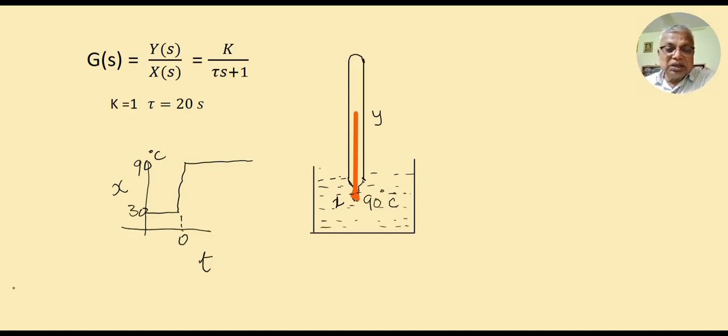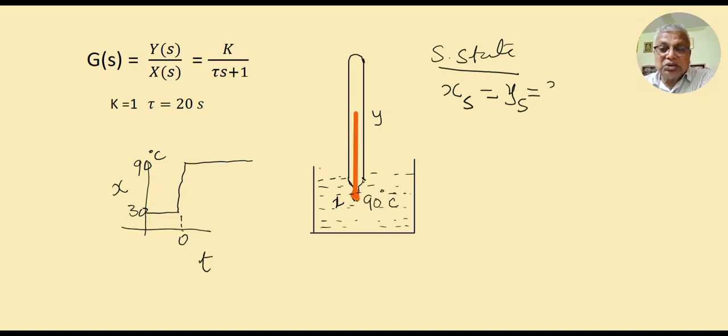So if you plot in terms of capital X, and before that, at steady state, what was the surrounding temperature of the thermometer? Xs. And that will also be equal to the steady state output reading of the thermometer. At steady state, Xs and Ys will be equal. How much was that? 30 degrees centigrade. That is before the change, that is t less than 0: Xs equal to Ys equal to 30 degrees.